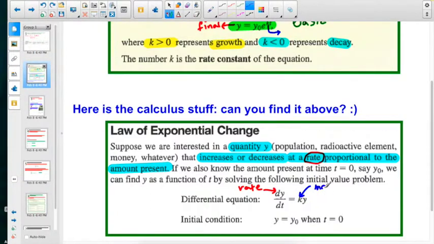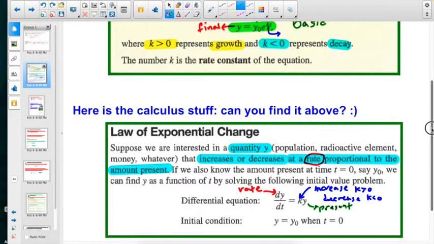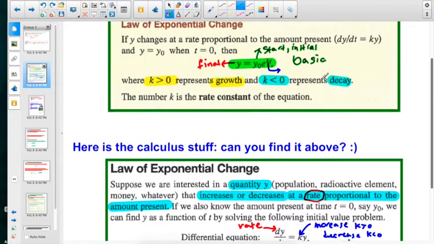Here's the increasing if the k is greater than 0, and here's the decreasing aspect if k is less than 0, and that's the proportionality. So it increases or decreases at a rate that is proportional to the amount present. So here's the present amount. And so what we're going to see today is if we follow that differential model, as we take the antiderivative of that, we end up getting this exponential function here.